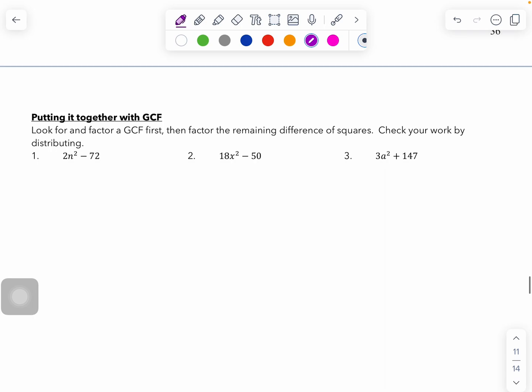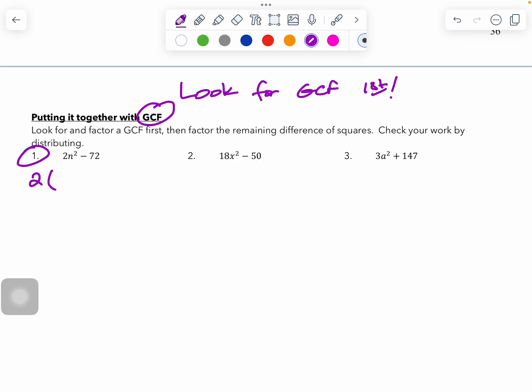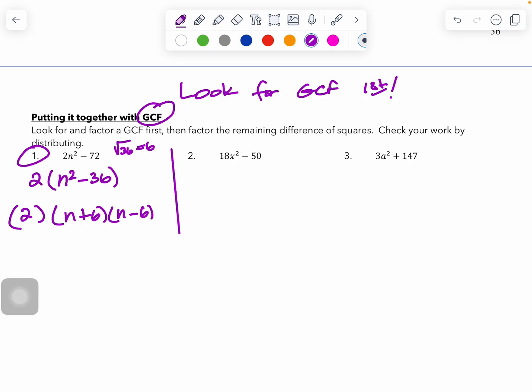Anytime you're doing any kind of factoring, look for the GCF first. So on number 1, I see I have a GCF of 2. If I factor out my 2, I get n squared minus 36. Now, think about your perfect squares. Is 36 a perfect square? Yes, it is. So the square root of 36 is 6. So I'm going to keep my 2. I'm going to say n plus 6 and n minus 6. And that's my final answer.